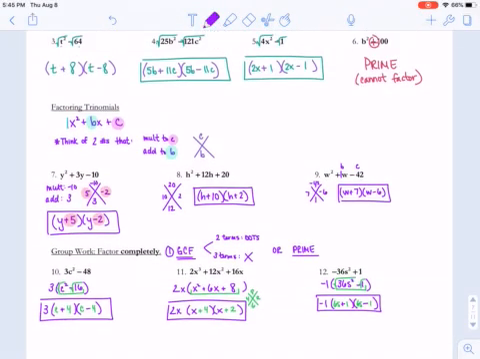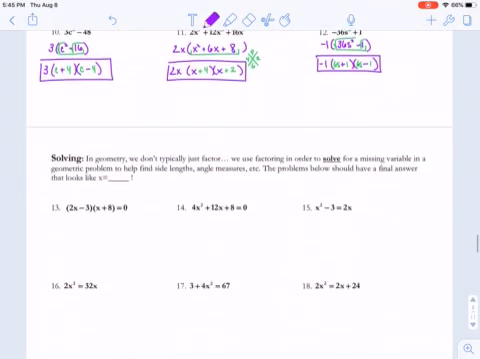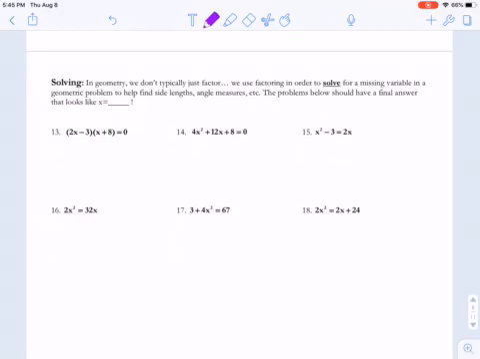Okay? So it's important to know how to factor because factoring leads us to solving quadratics. And this is really what we're going to use a lot this year: solving the quadratic. So in geometry, we don't usually factor just to factor. We usually factor in order to solve so we can get a solution. And that solution is usually going to be a side length or an angle measure or something like that.